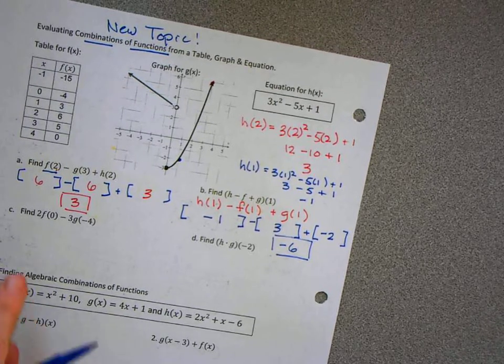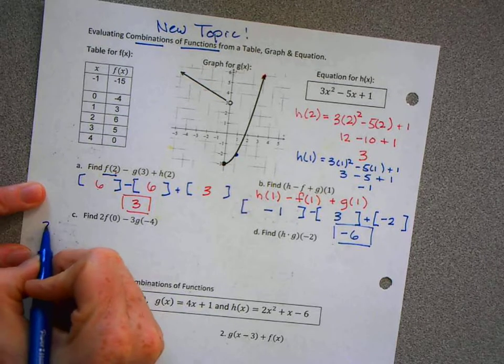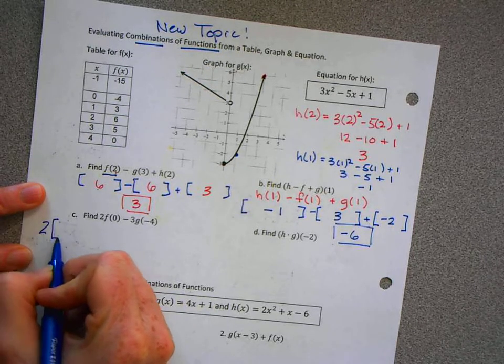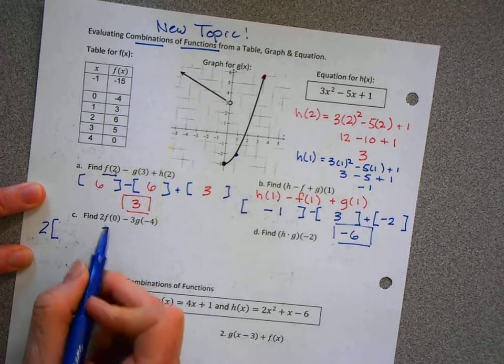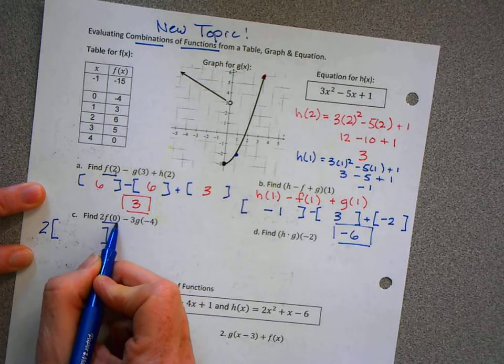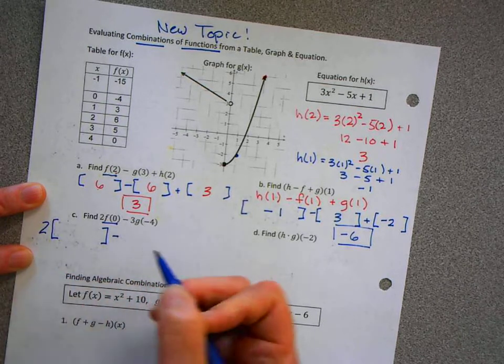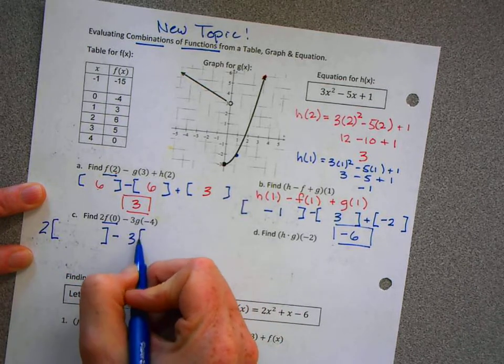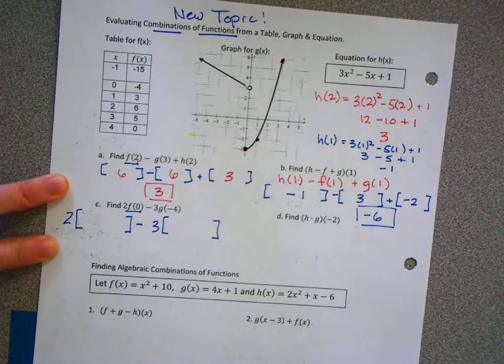Okay, let's do C. C would be 2 times the f at 0. So let's just write the frame of our problem out. I'm going to determine what f at 0 is. Whatever it is, I'm going to multiply it by 2. Then I'm going to subtract, and I'm going to say 3 times whatever g at negative 4 is. So there's the outline of my problem for C.